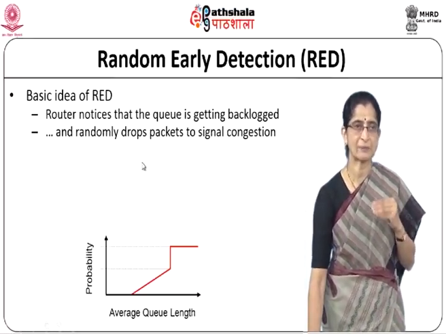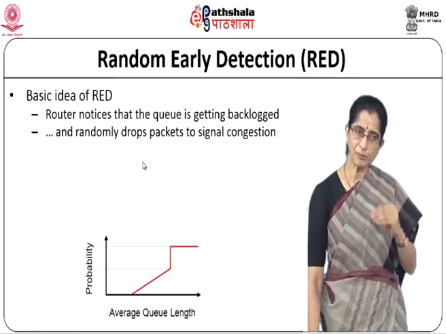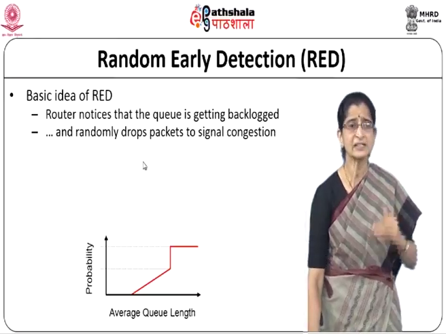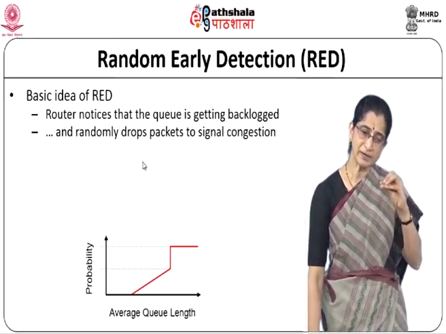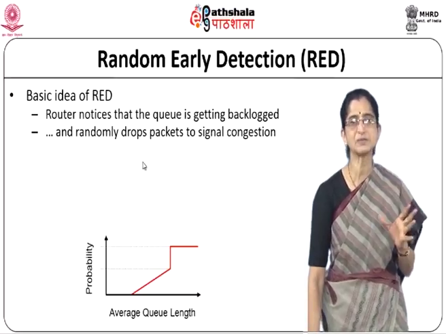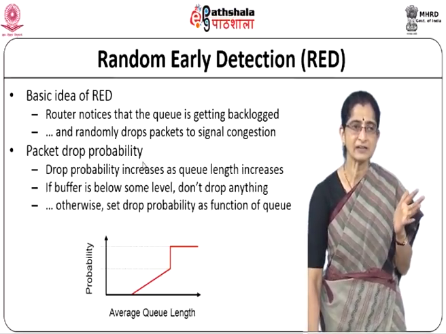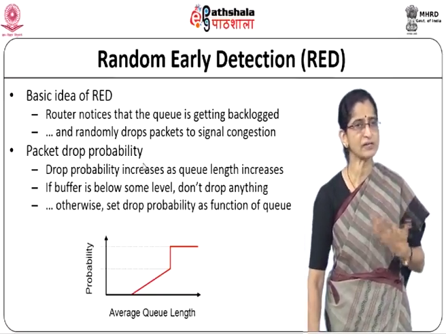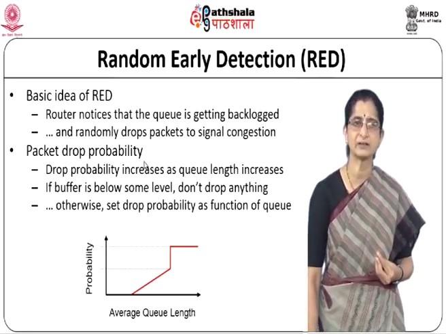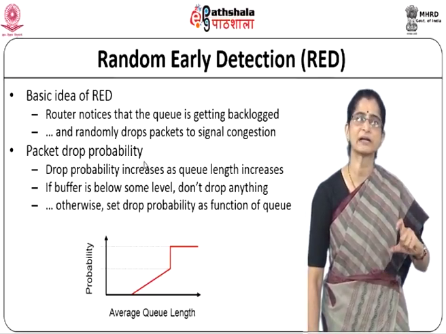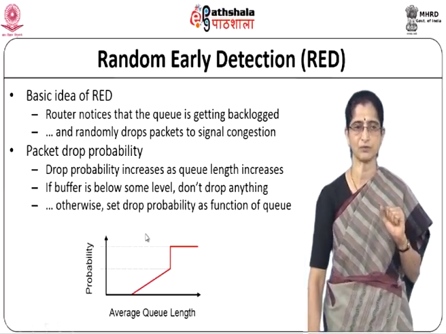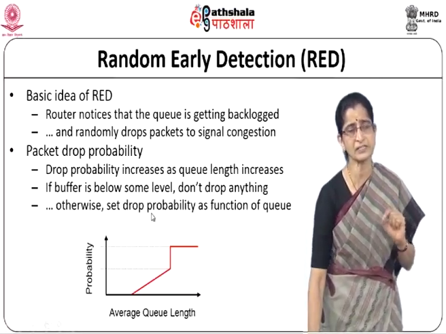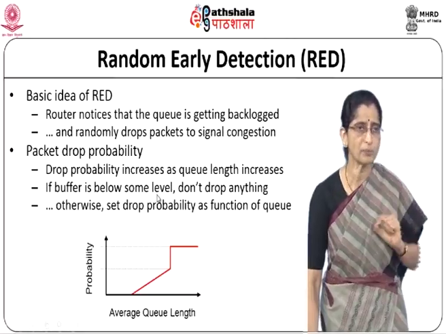So what happens in a RED based approach is that the moment the router notices that the queue is getting backlogged, getting fuller and fuller, it randomly drops packets. That becomes an indication of congestion to TCP, and TCP will start reducing the amount of data that it is sending into the network. That is based on TCP's normal congestion control mechanism, because the moment a packet is dropped and it does not get the acknowledgement, it will automatically decrease the congestion window size. So this is what we do. Now, we said we will randomly drop packets, but if we are going to randomly drop packets, then obviously we need some kind of a drop probability that we will need to calculate.